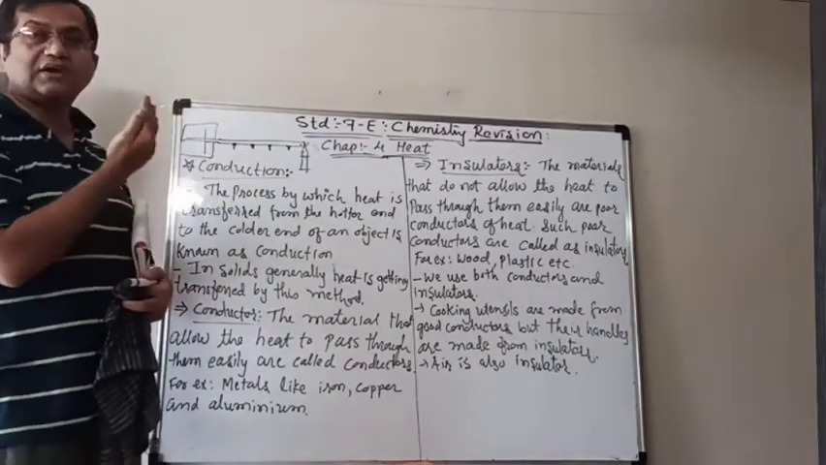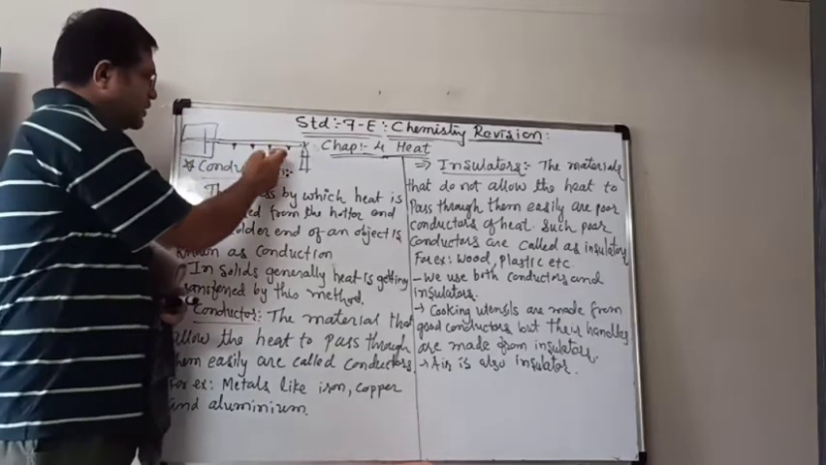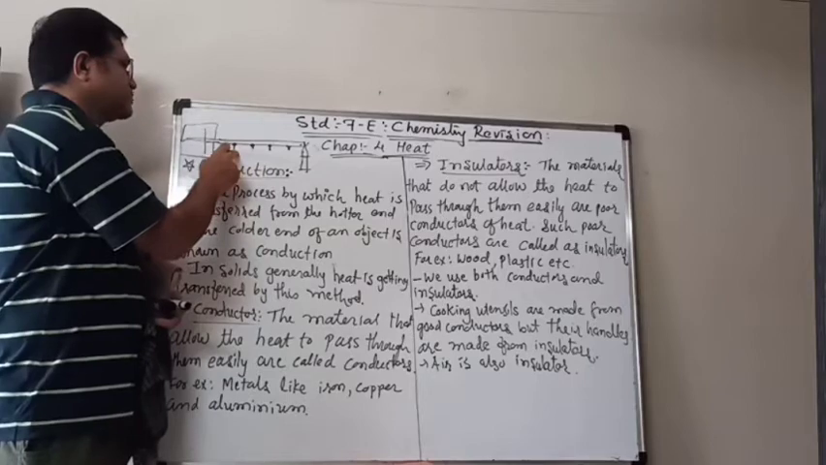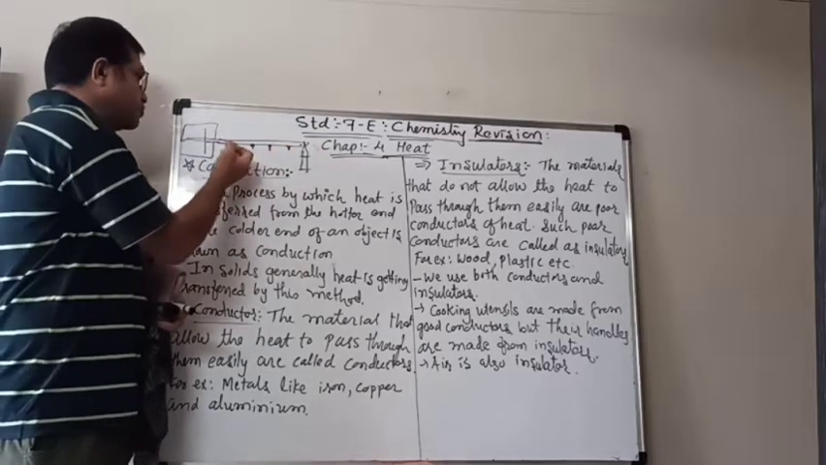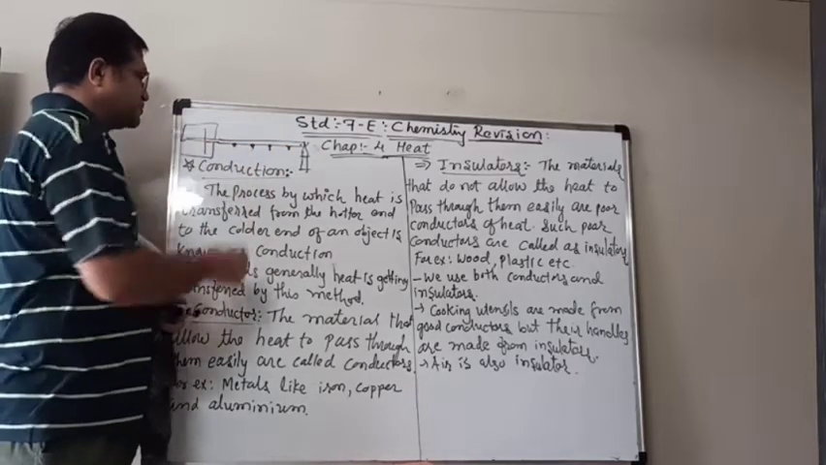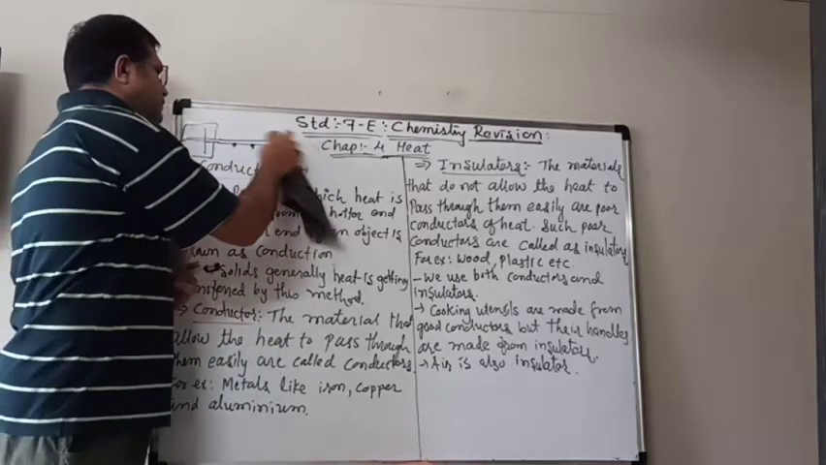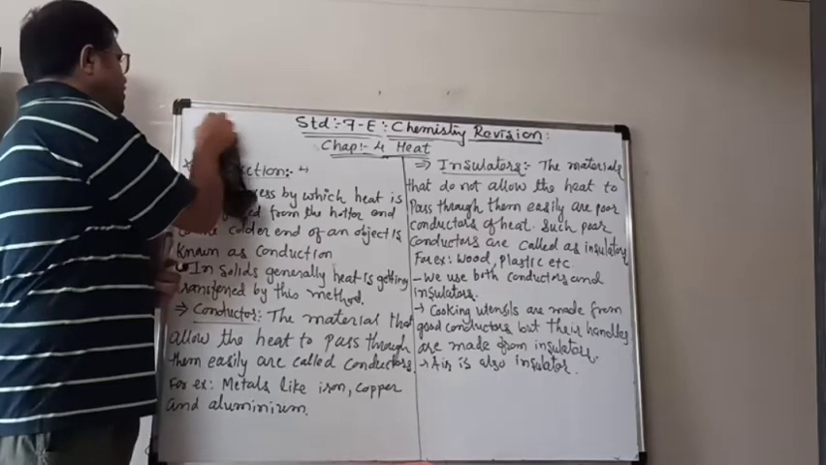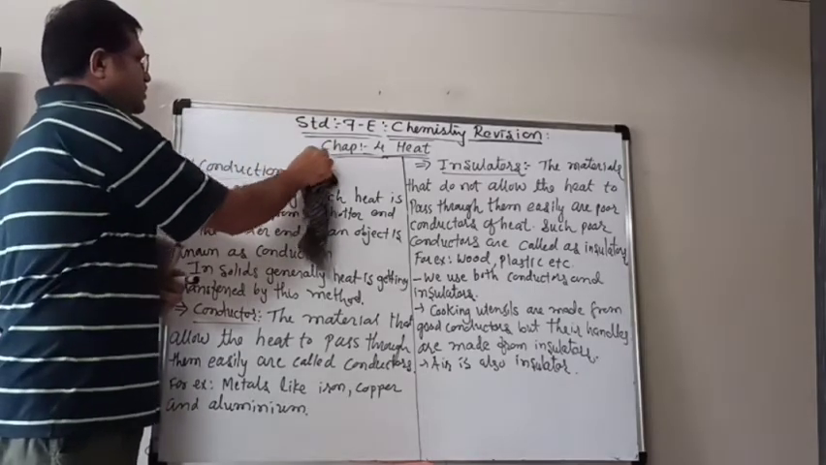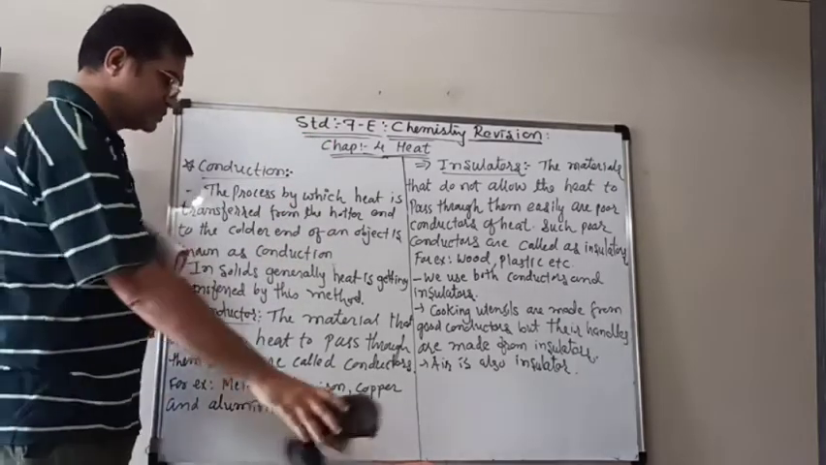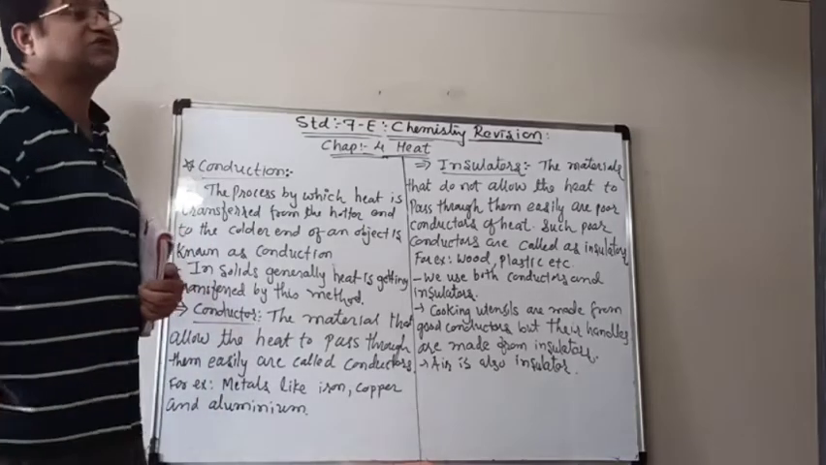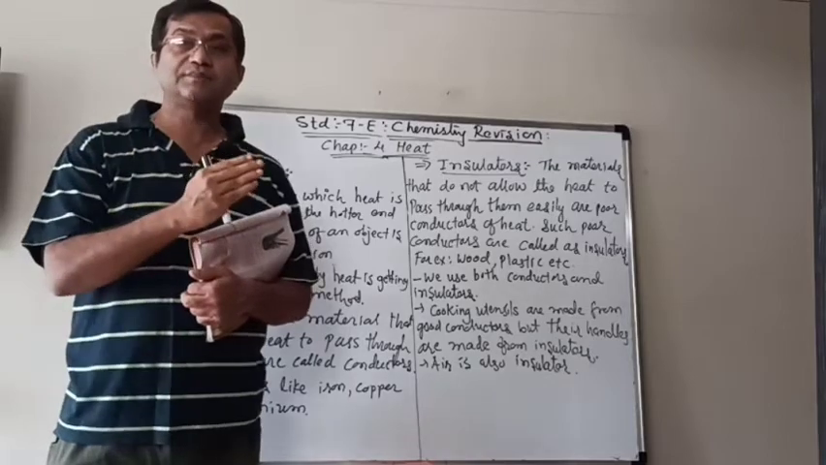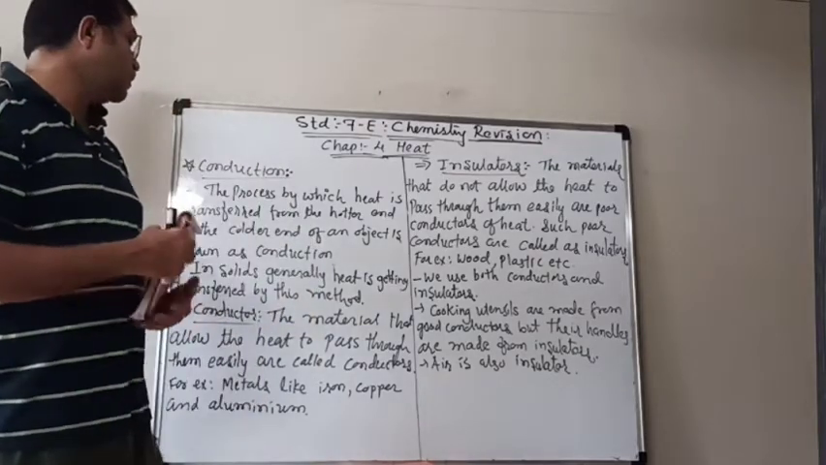Then again heat will pass, and then this will fall down, and this will fall down, and finally when the heat is transferred from here to here, the last iron nail will fall down. So here, as we discussed, the heat is getting transferred from the hotter end towards the colder end.